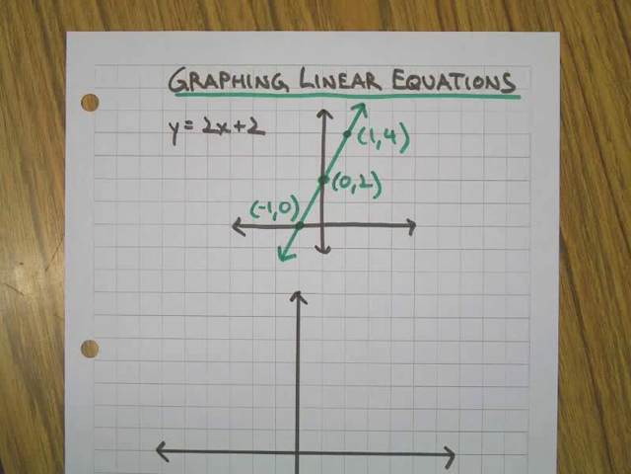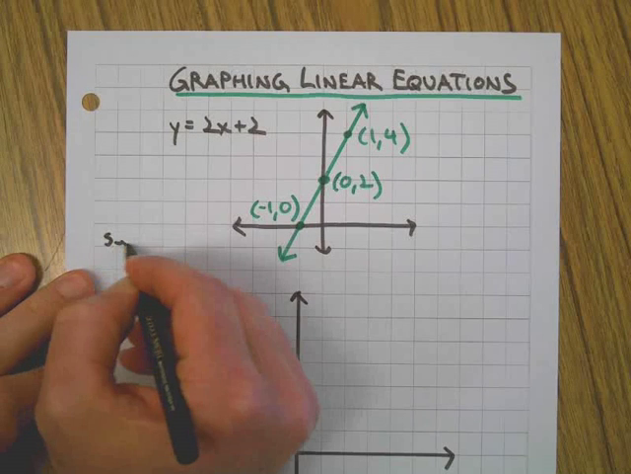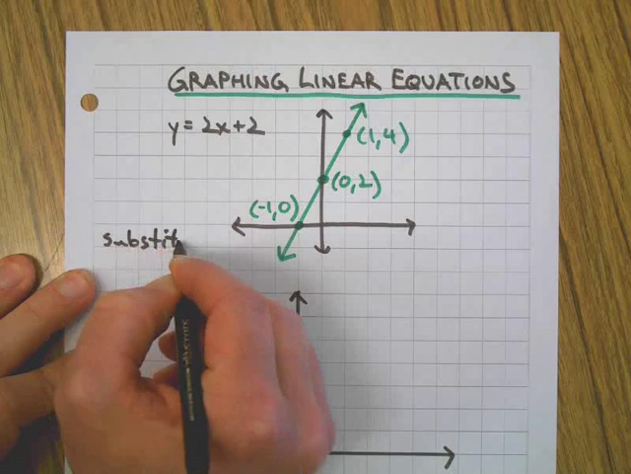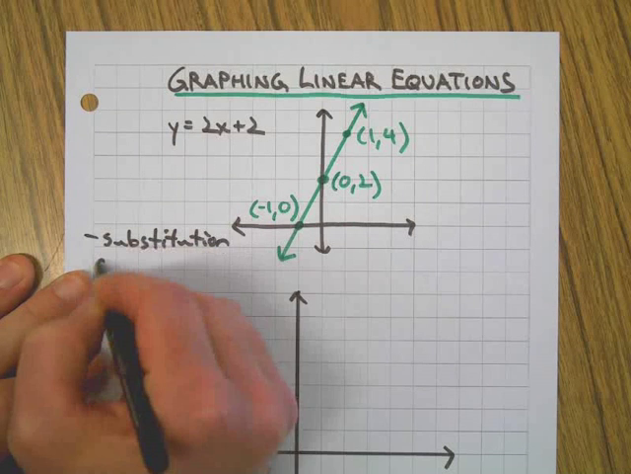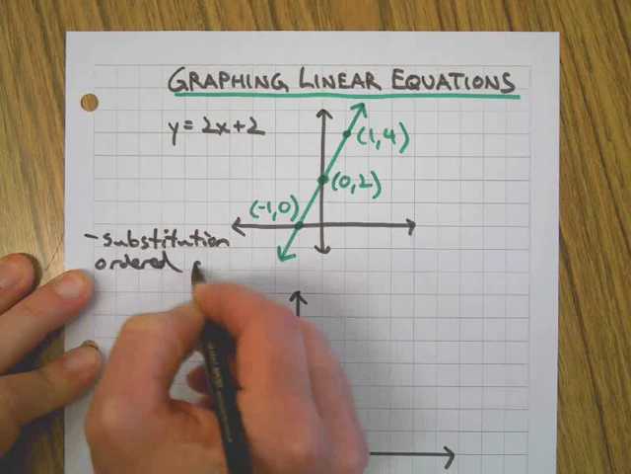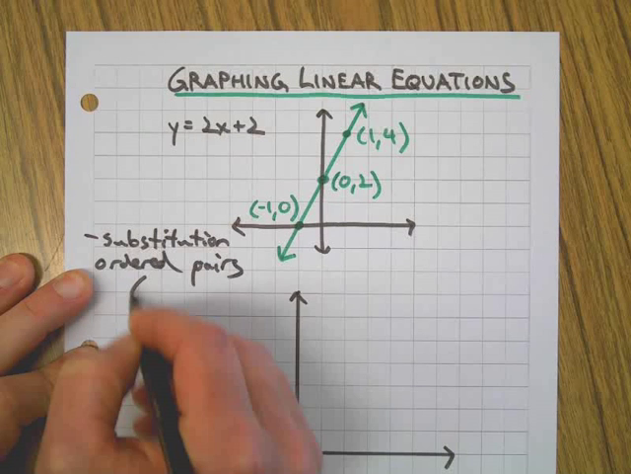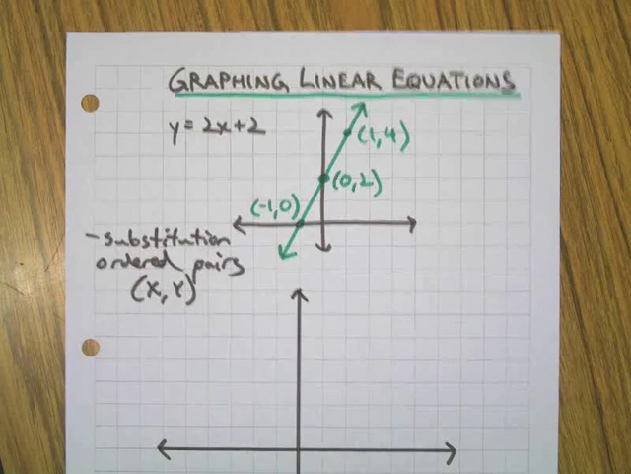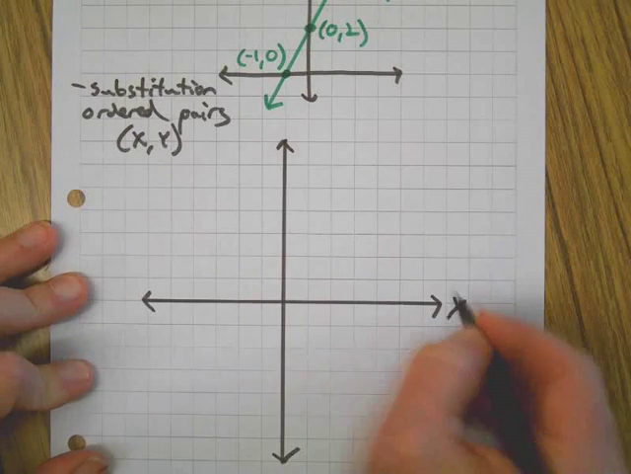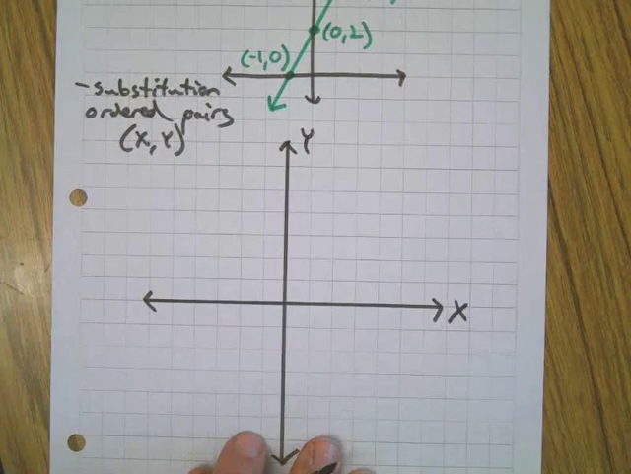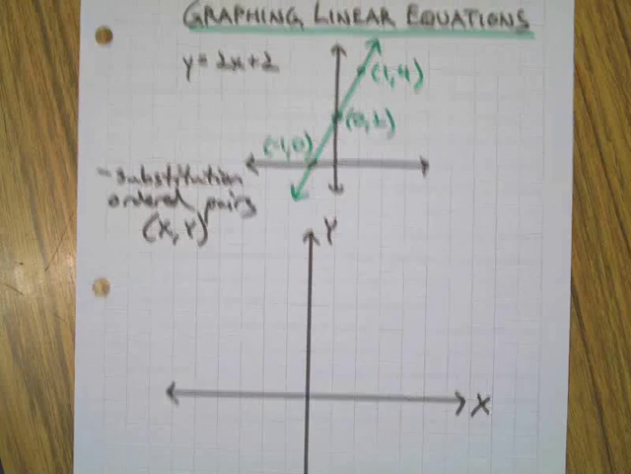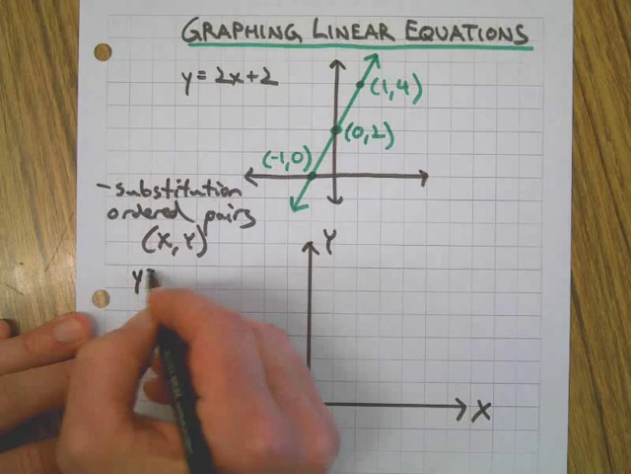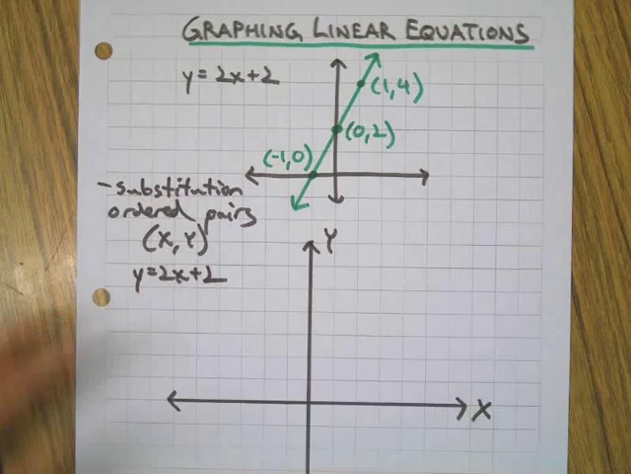All right, today we're just going to do a little quick lesson on how to graph linear equations by using substitution and finding ordered pairs. An ordered pair is simply a pair of coordinates consisting of an x value and a y value, which are then graphed on the x and the y axis, respectively. Let's use this sample problem up top to teach this.